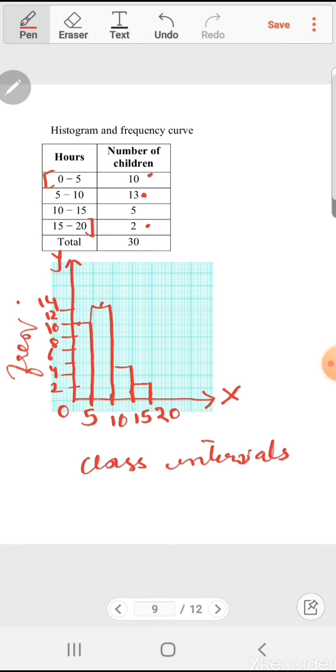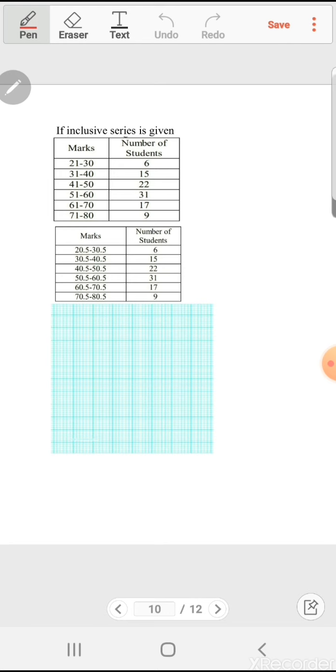Now by joining midpoint of each histogram, I get frequency curve. The last point should be closed at the midpoint of the next class interval, and here in this case it should be taken to the other quadrant as we have started from 0. This is how we draw a histogram and a frequency curve.